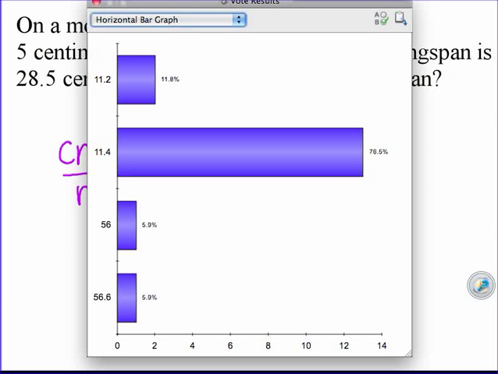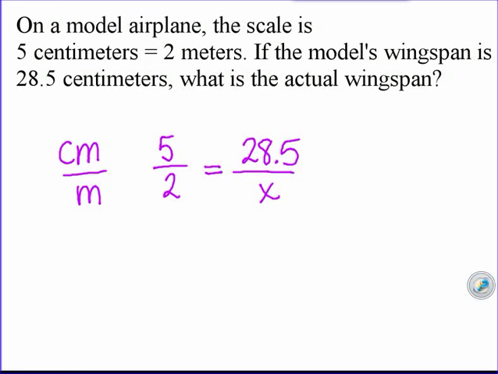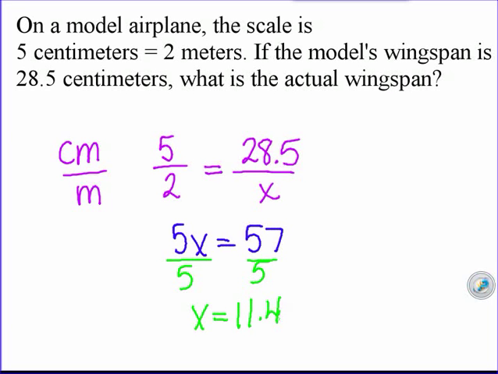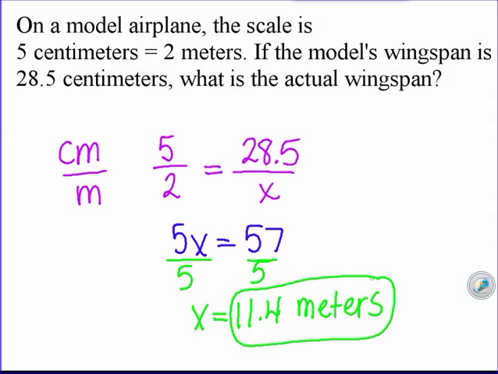So let's see how we did. And the correct answer is actually 11.4. Nice job. So where that comes in, when you cross multiply, you end up getting 5x equals 57. Then what I need to do is divide both sides by 5. And when I do that, I should get x equals 11.4. So your actual answer would be 11.4 meters. You could either write out the word meters or abbreviate it with an m.